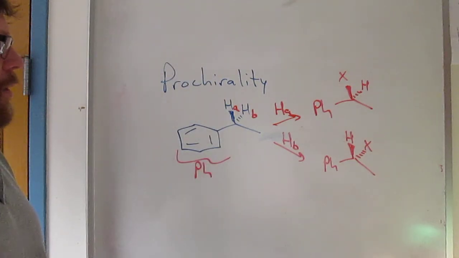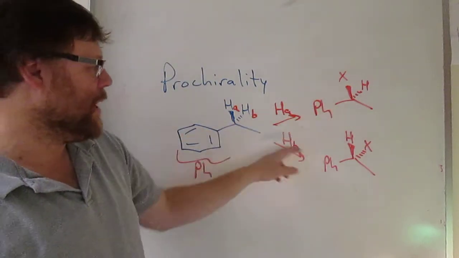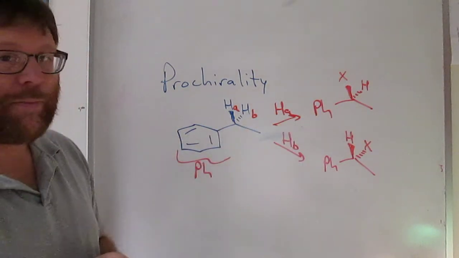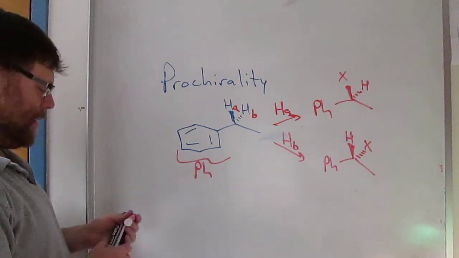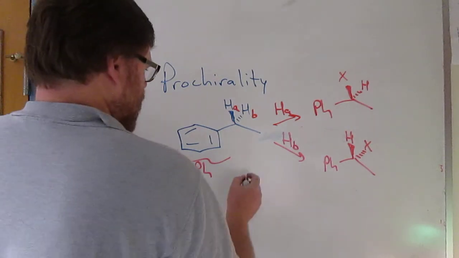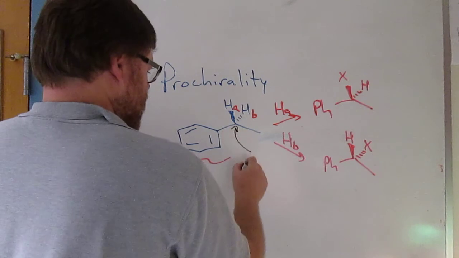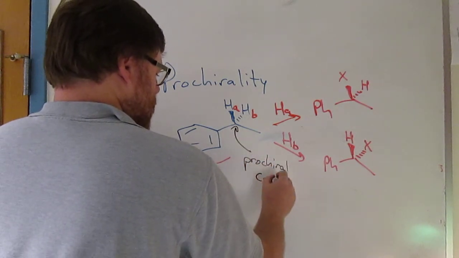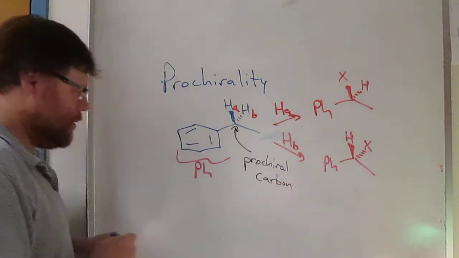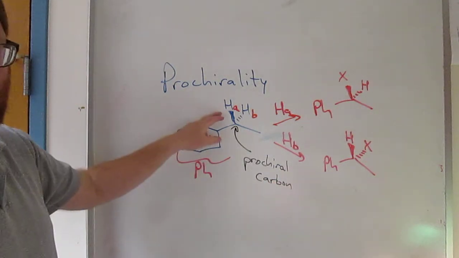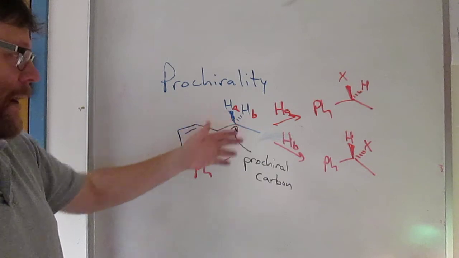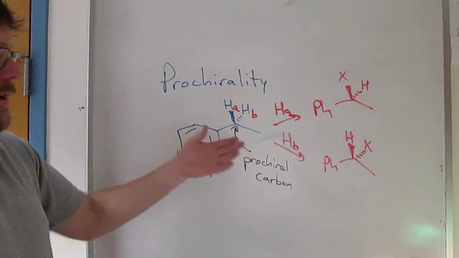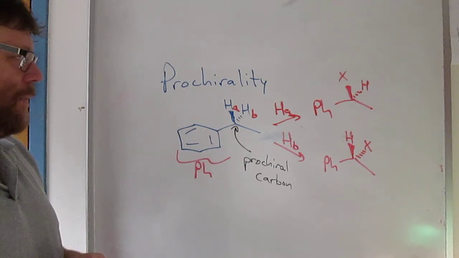Right? So the two structures you get, if we replace HA, we get the enantiomer of what we get if we replace HB. And so we would actually say that this carbon is a prochiral carbon, meaning that if you make a change, if you substitute one of the protons for something else, you'll get a chiral center there.